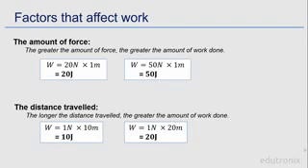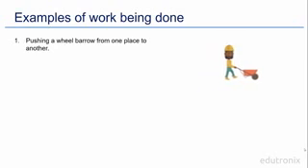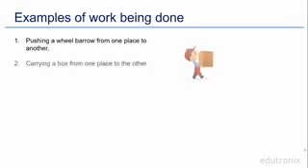So you can see that even for the same amount of force applied, anytime the distance traveled increases, the amount of work done also increases. The distance traveled can affect the amount of work done. Let's look at some simple examples of work in real life. When a man pushes a wheelbarrow from one place to another, it means he is applying a force through a certain distance. When you carry a box from one end to another, you are also using force to move the box through a certain distance, and so you have done work.